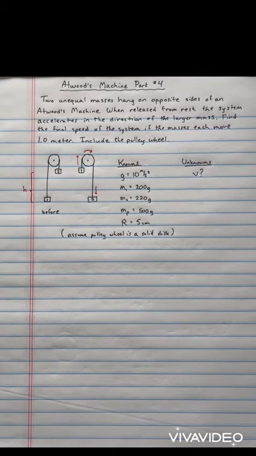Today's episode, we are going to solve one last time an Atwood's machine problem. In this case, we're solving for the speed of the masses as they drape across the Atwood's machine, incorporating the effects of the pulley wheel.